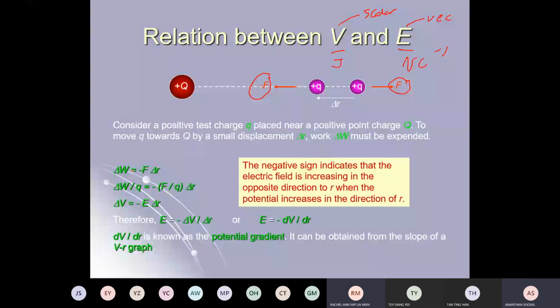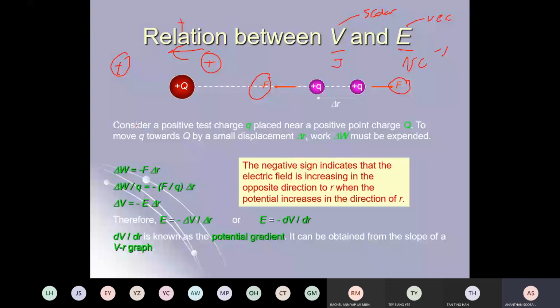Negative shows it is the force by the field. Actually, the force by the field is F outward, but here we put negative F. The work done by the field is negative FR. Work done by you is positive FR. If you have two positive charges and you want to get closer, you do positive work, but the field does negative work when they get closer, so that's why it's negative. The negative sign indicates that the electric field is increasing in the opposite direction.